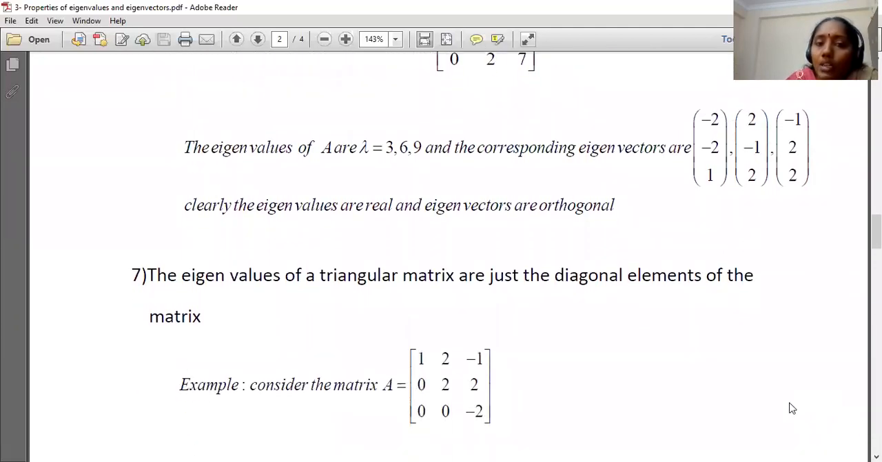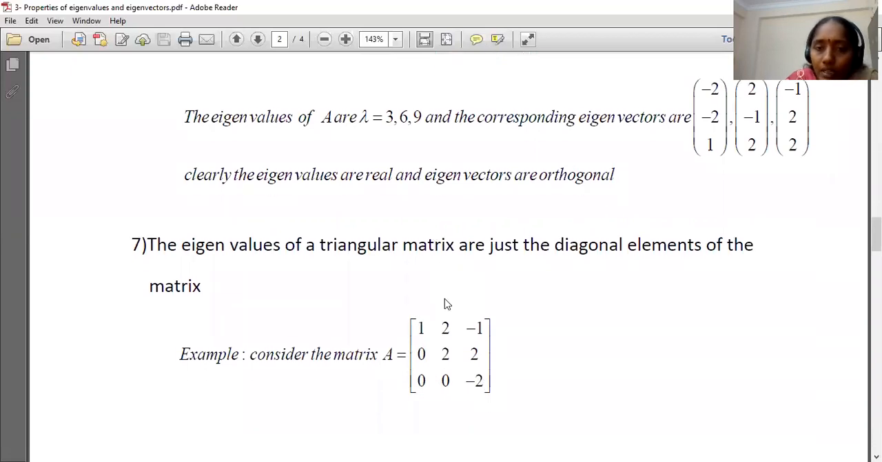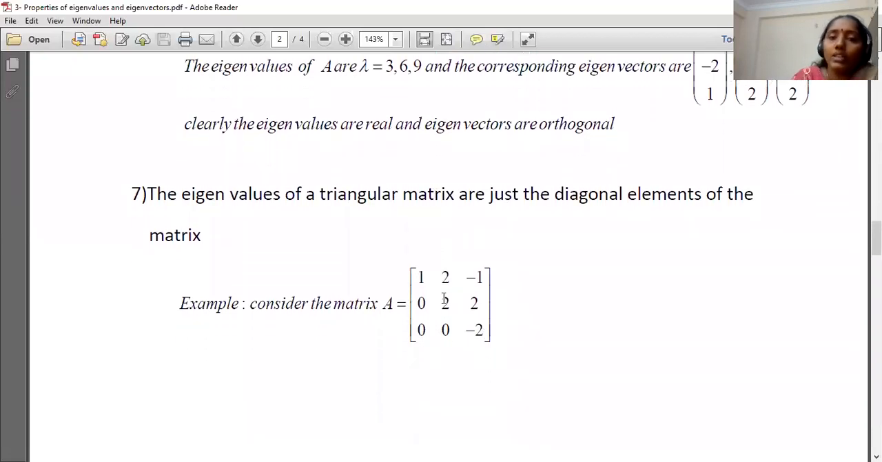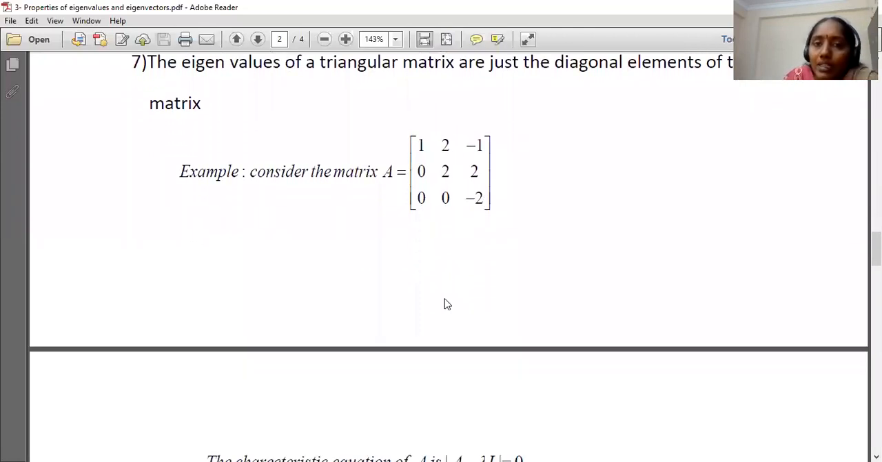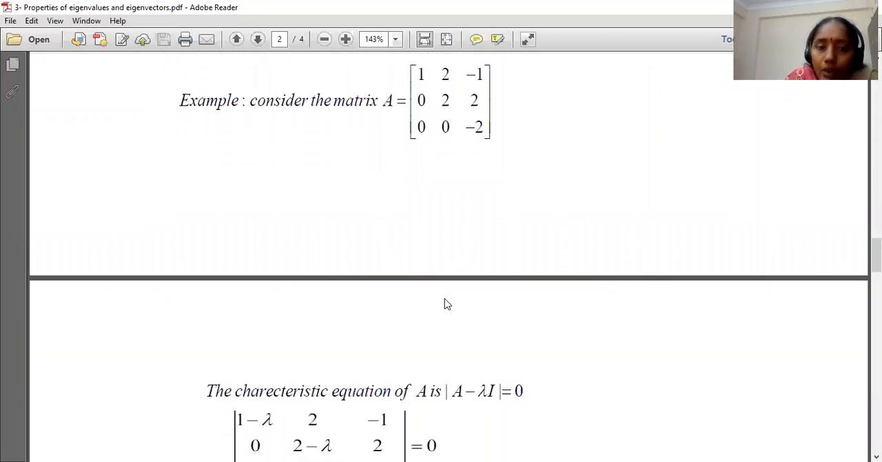The eigenvalues of a triangular matrix are just the diagonal elements of the matrix. Here this is a triangular matrix. There is no need to find the characteristic equation and roots. Here 1, 2, minus 2 are the eigenvalues of the upper triangular or lower triangular matrix. For this, 1, 2, minus 2 are the eigenvalues. For any triangular matrix, the principal diagonal elements are the eigenvalues.